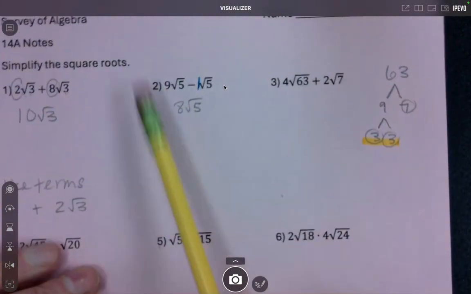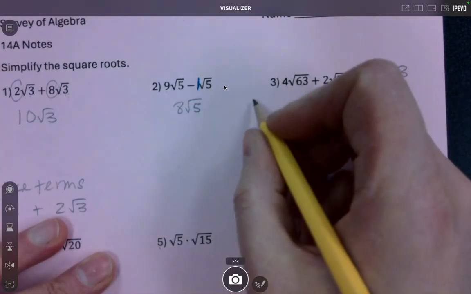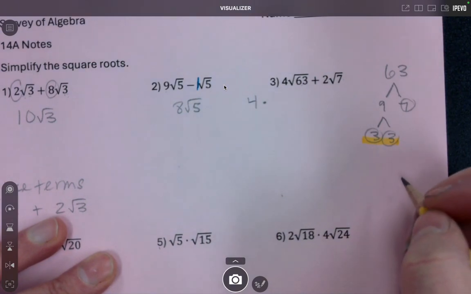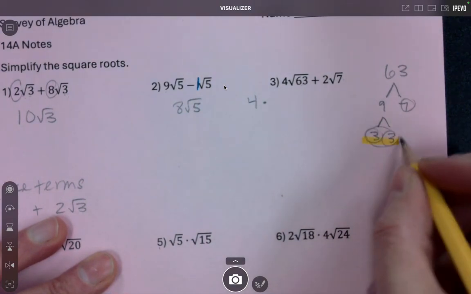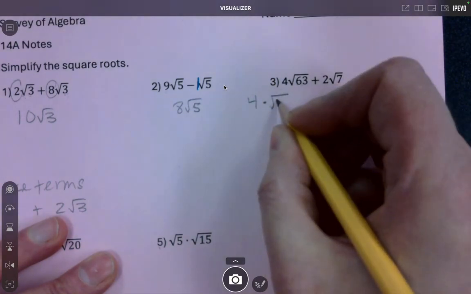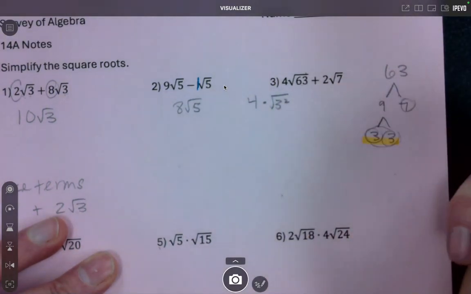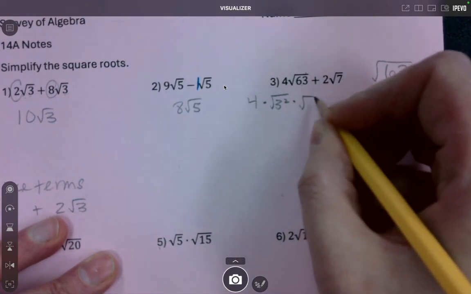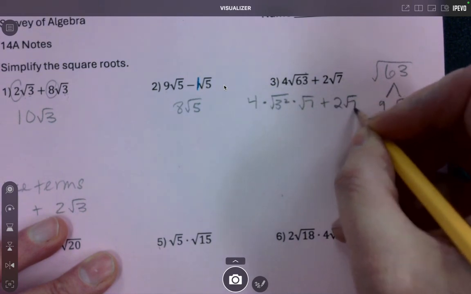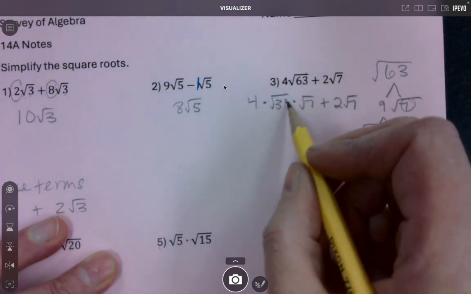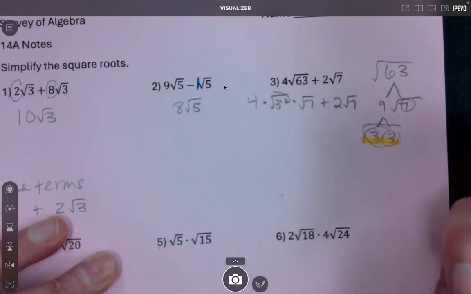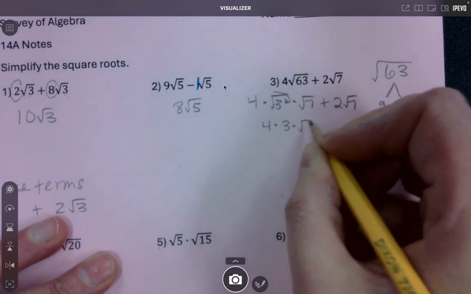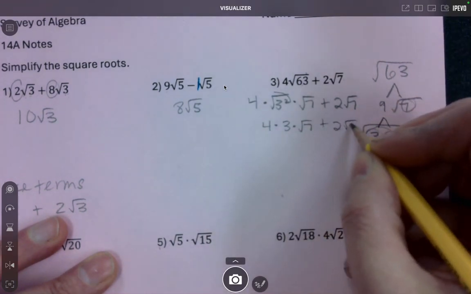So I'm going to rewrite underneath 4 square roots of 63, I'm going to write 4 times, because this 4 is being multiplied, and then I'm going to rewrite 63. So 63 is the 2 3's being multiplied, so that's going to be a square root of 3 squared. Remember, there's a square root on our 63, so all of these parts here would have square roots, and then we have times the square root of 7, and then plus 2 square roots of 7. So right here with the 3, the square and the root, those are inverses. So that leaves us with just a 3. So then we have 4 times 3 times square root of 7 plus the 2 square roots of 7.